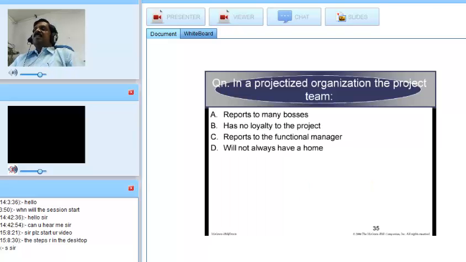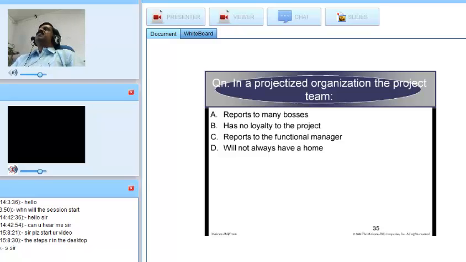And if you understand the projectized organization, the trouble with it is that they are reporting to many bosses. When the project is over, they move on to another new project manager. They may report to a new line manager, and they have no loyalty to the project because they belong to the main department. So when they come in, their loyalty will be to their main department rather than to the project. These are some of the disadvantages of a projectized organization. And the team members report to the functional manager.